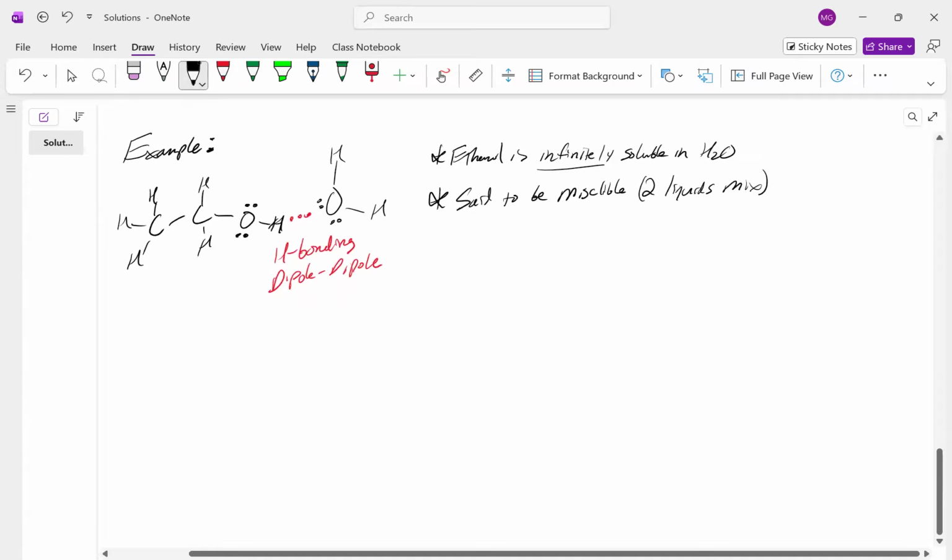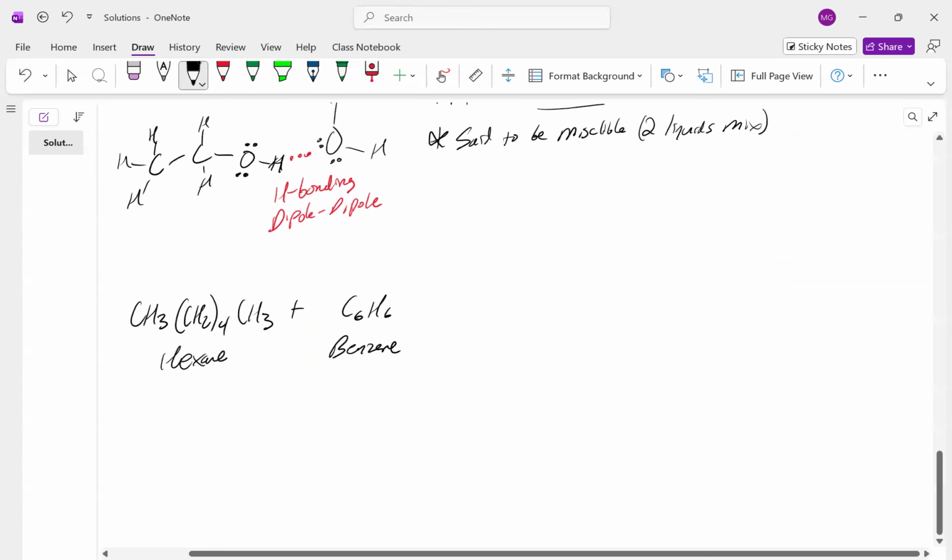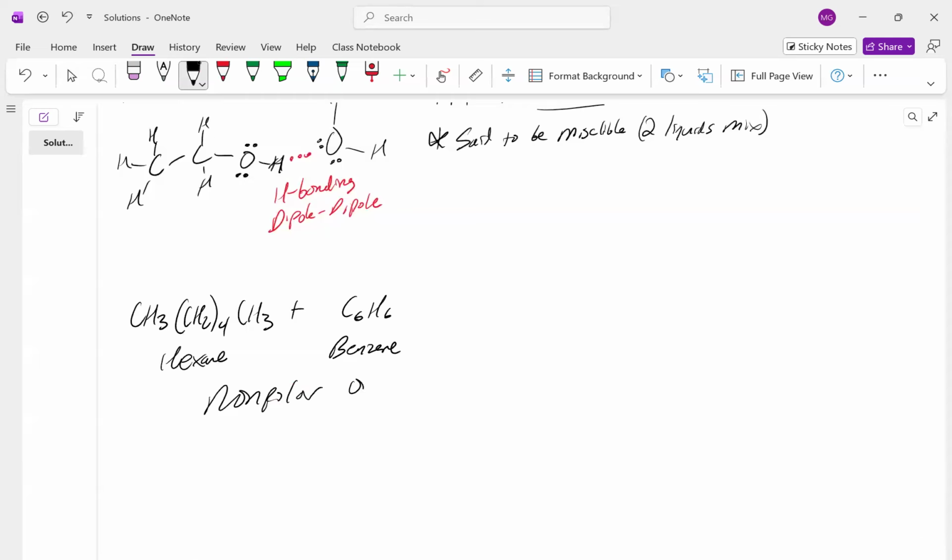And then let's go to the other side of this and look at nonpolar molecules. So the compound hexane will dissolve well in a compound called benzene. Now, both of these are nonpolar, and so they only have London dispersion forces. And according to like dissolves like, those are soluble in each other. So these would be miscible.